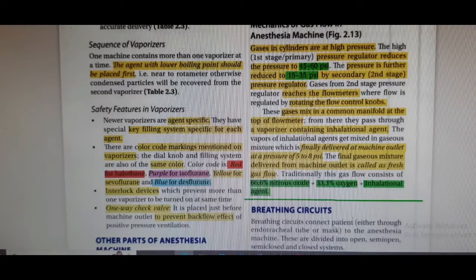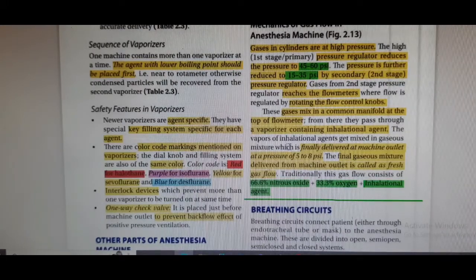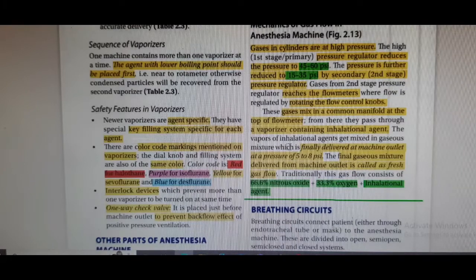After getting mixed with the inhalational agents, they are delivered to the final point, the machine outlet, where the pressure of the gas is 5 to 8 psi. So from 45 to 60, it is reduced to 5 to 8 psi. That is how the pressure is reduced so that the gas can be delivered to the patient at a very low pressure, and the final gaseous mixture delivered to the patient as fresh gas flow consists of 66% nitrous oxide, 33.3% oxygen, and inhalational agent.